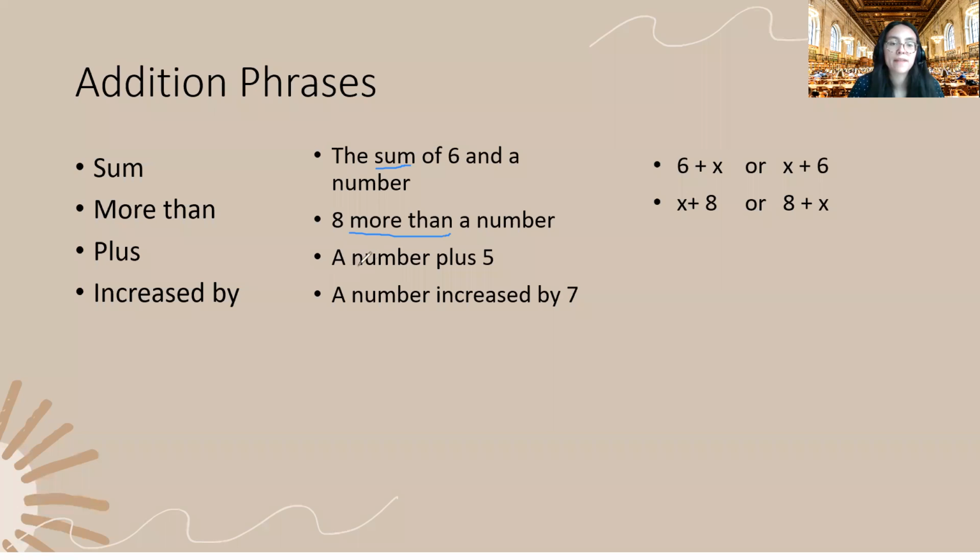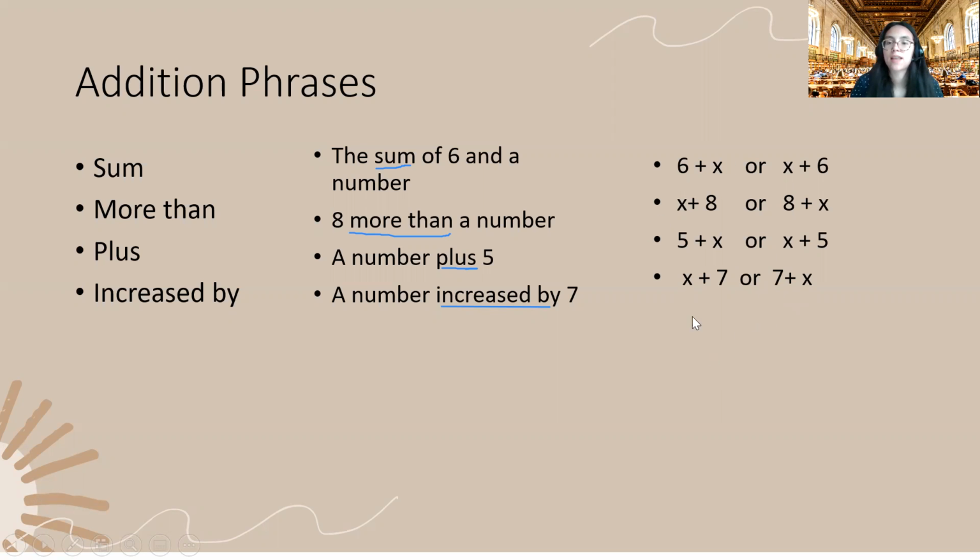In the third bullet point, we have a number plus 5. So we're going to be adding a number; plus tells us it's addition, and 5 is the other number we're going to be adding. To represent that, it would be 5 plus x or x plus 5. And finally, in our last bullet point, we have a number increased by 7. Increased by tells us that we're going to be adding a number and 7. So how are we going to represent that? It'll be x plus 7 or 7 plus x.